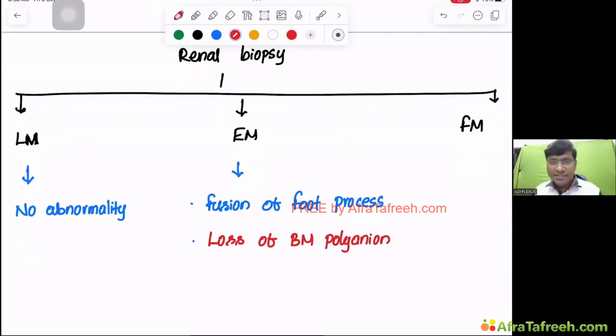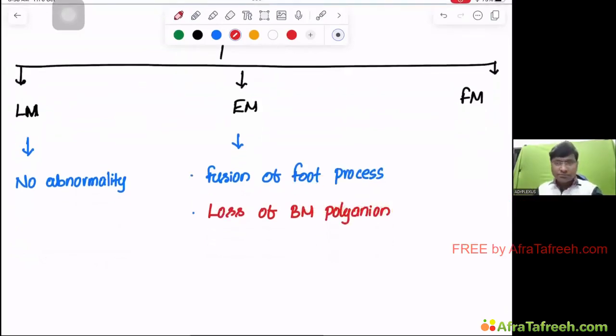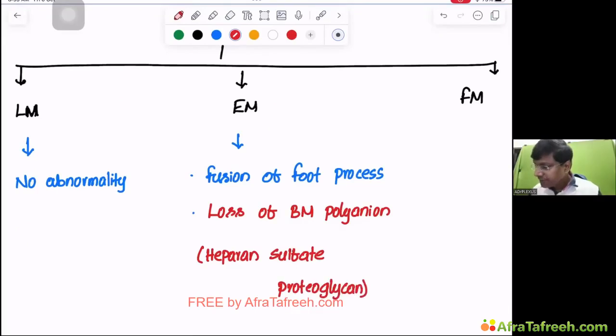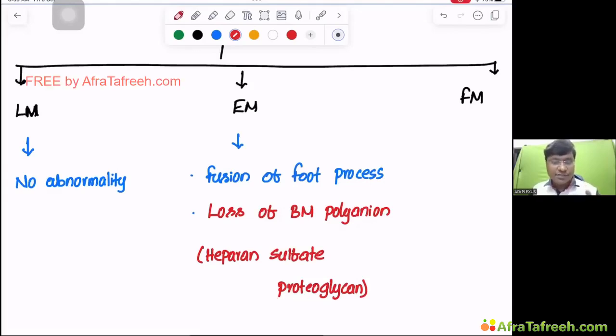And what is that basement membrane polyanion? That basement membrane polyanion will be heparan sulfate proteoglycan. That is what will be the electron microscopic features: fusion of the foot processes, and that particular fusion is mainly because of loss of basement membrane polyanion, that is heparan sulfate proteoglycan.